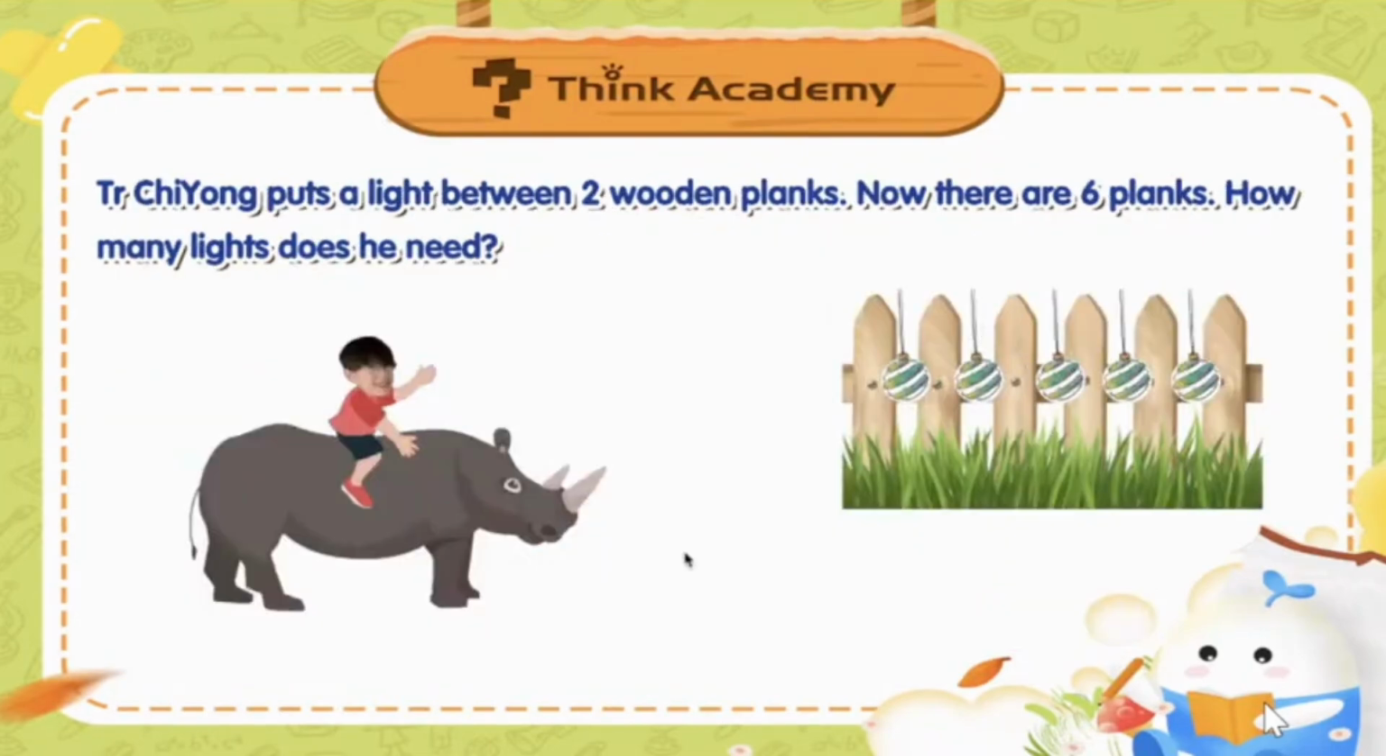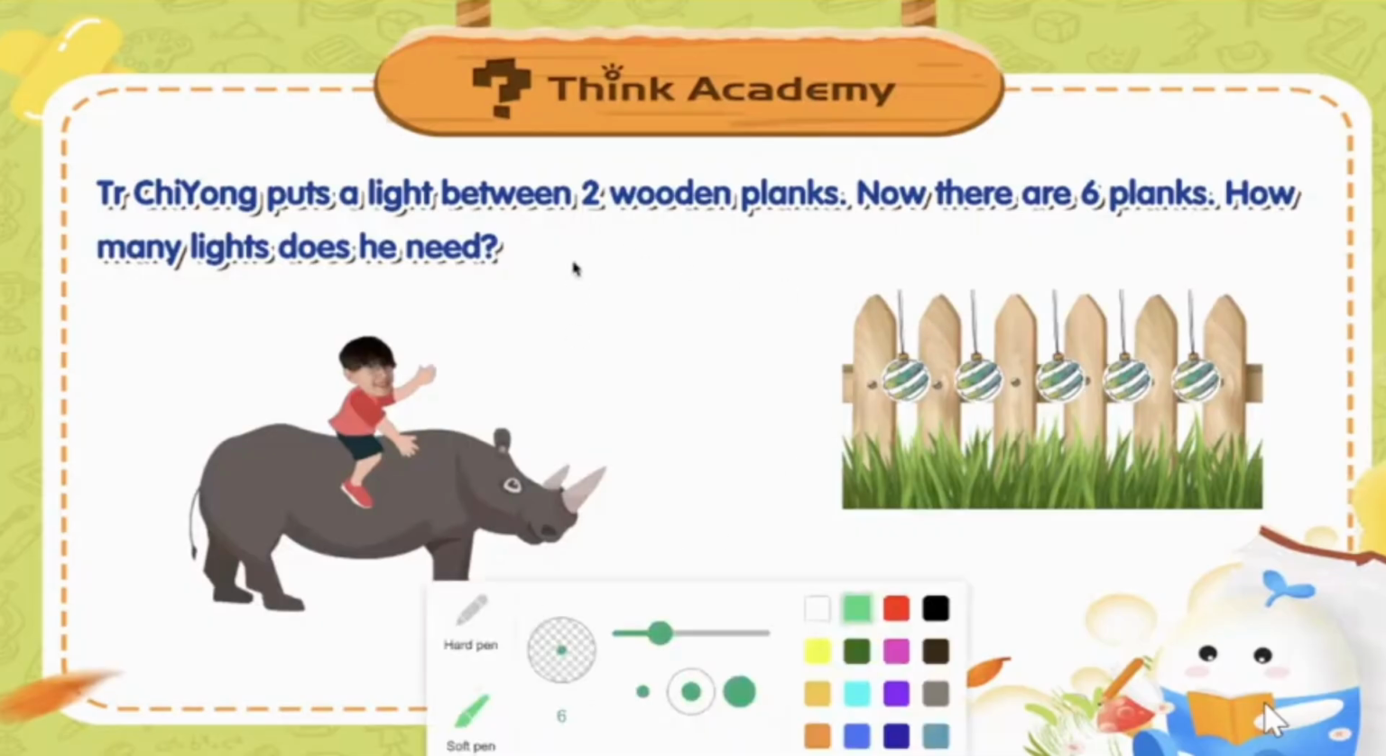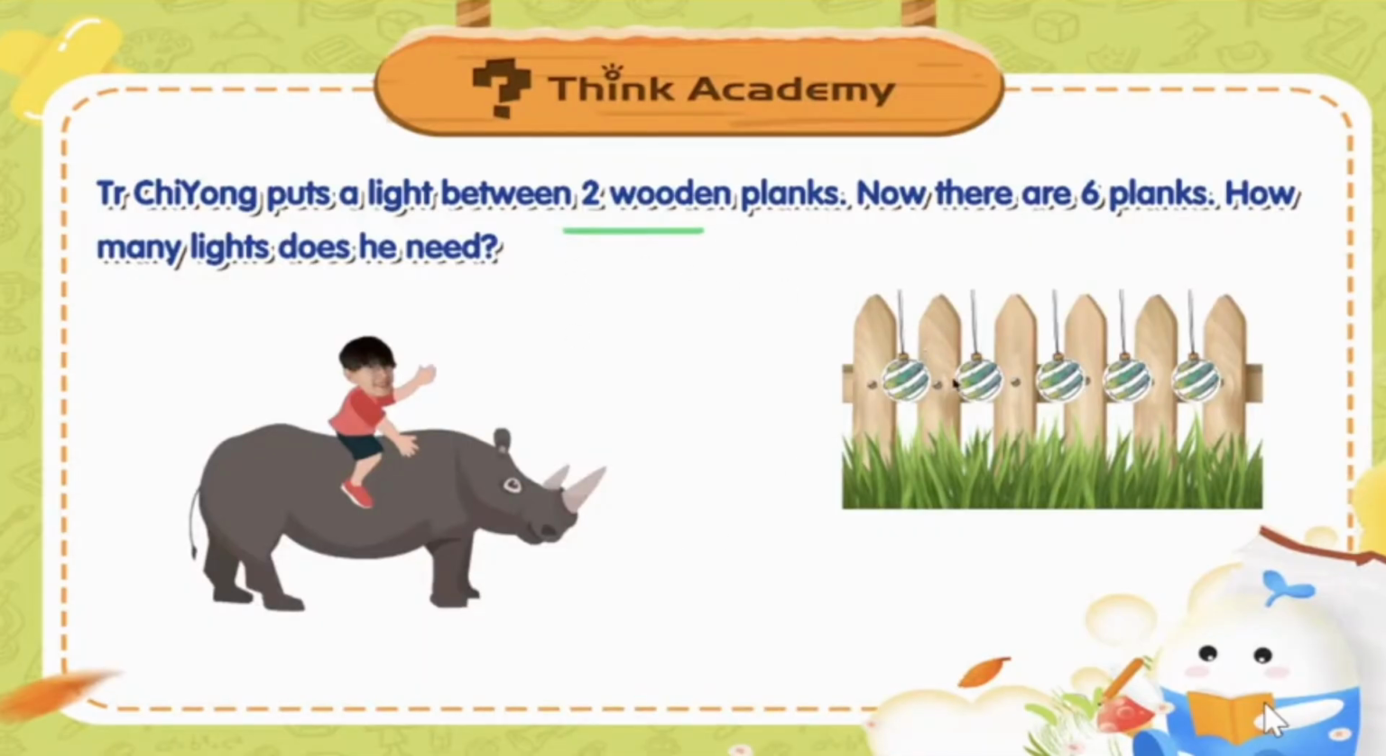This time, Teacher Chiyong puts a light between 2 wooden planks. You see, we got a light between 2 wooden planks. So the lights this time are just like the cutting points. They are just like the intervals, the gaps between the items. Now there are 6 planks. We know there are 6 planks.